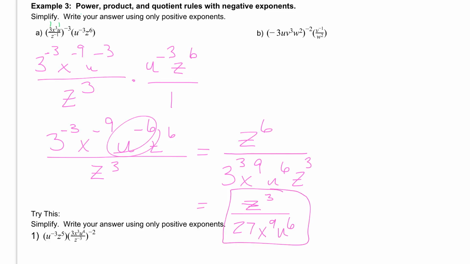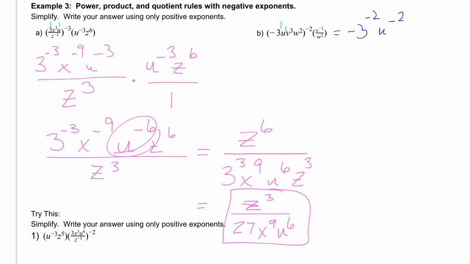We're going to do one more of those if we take a look at letter B. This time again, we want to go through and get rid of the parentheses first. So this first set of parentheses has a negative 2 exponent that's going to get multiplied in. Let's not forget, again, that negative 3 has a 1 and that u also has a 1 as its exponent. So that's going to look like negative 3 to the negative 2, u to the negative 2.